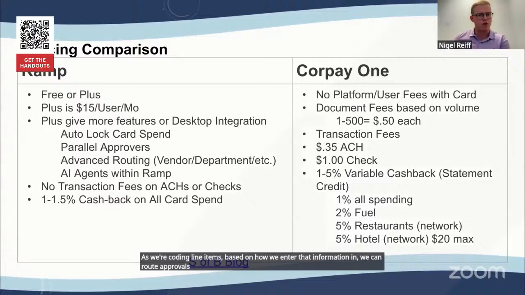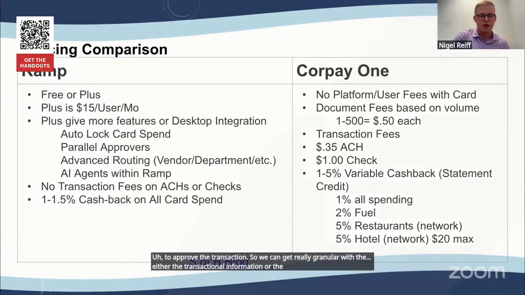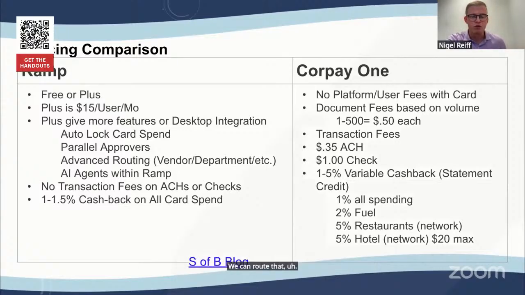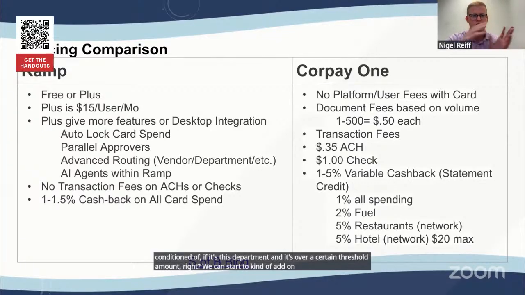So it can say, let's go to this department head to approve the transaction, or let's go to this location leader to approve the transaction. So we can get really granular with either the transactional information or the user who's submitting that transaction. We can route that approval accordingly, and it can be conditioned on if it's this department and it's over a certain threshold amount, right? We can start to add on multiple conditions to create a specific approval workflow we want. So you can get really advanced and really granular with how approvals flow when you're utilizing Plus.